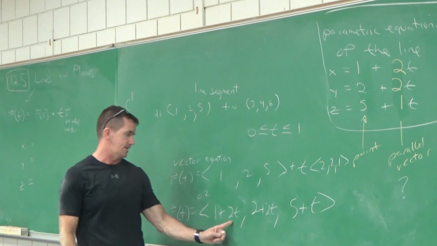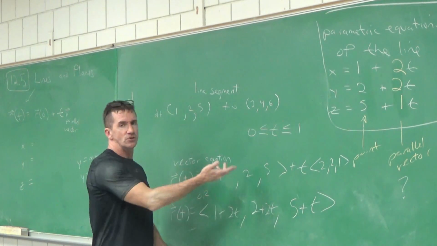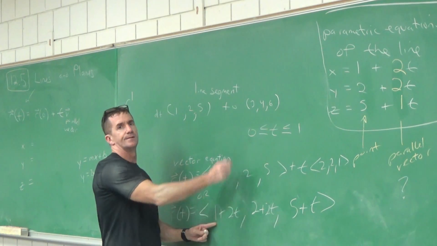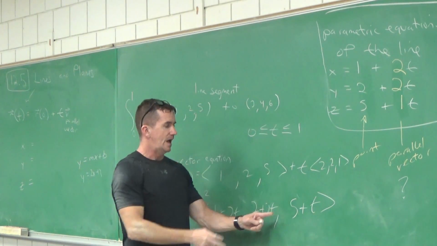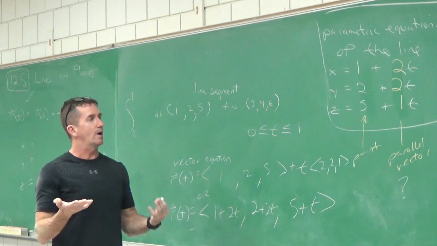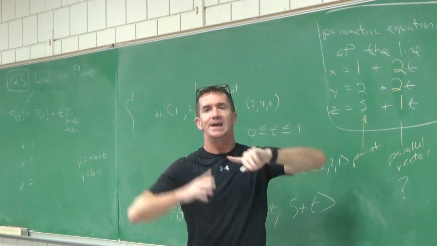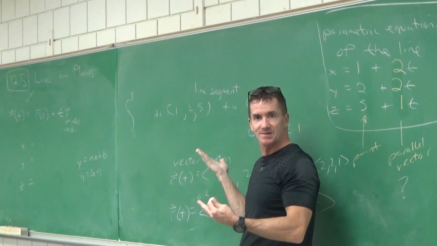Well, we noticed, heck, you put a 0 in for t, you get this point, right? But then she realized if you just plug in a 1 in here, what's 1 plus 2 times 1? 3. 2 plus 2 times 1? 4. And 5 plus 1 is 6. So she realized that. But I wanted to point out, as long as you did this tip minus tail method to get the parallel vector, it would always be from 0 to 1. Every time. That's what would happen.